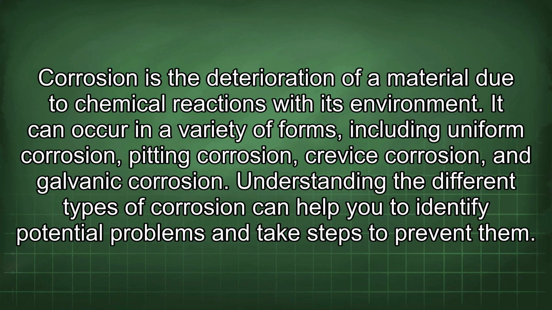Corrosion is the deterioration of a material due to chemical reactions with its environment. It can occur in a variety of forms, including uniform corrosion, pitting corrosion, crevice corrosion, and galvanic corrosion. Understanding the different types of corrosion can help you to identify potential problems and take steps to prevent them.